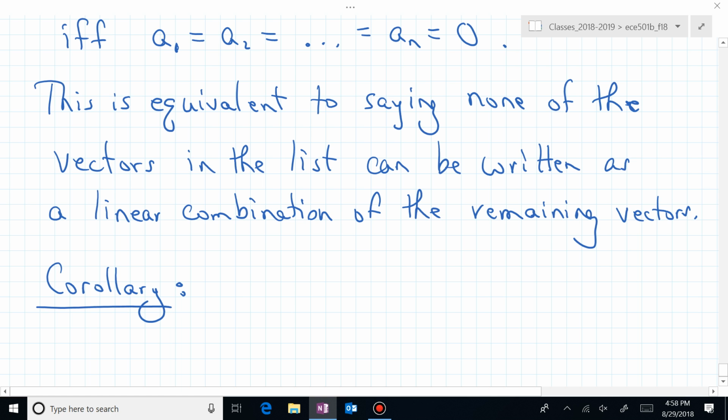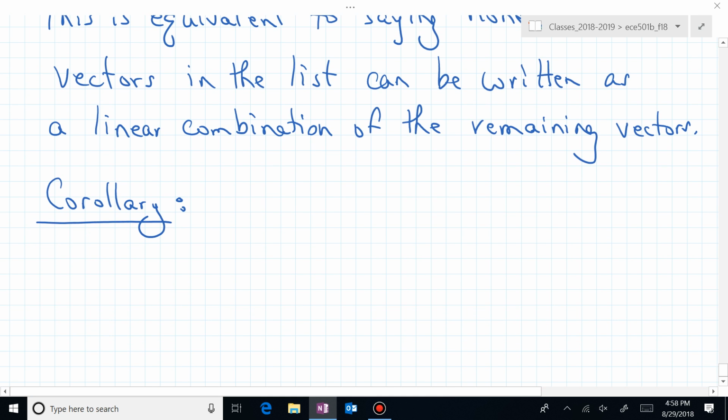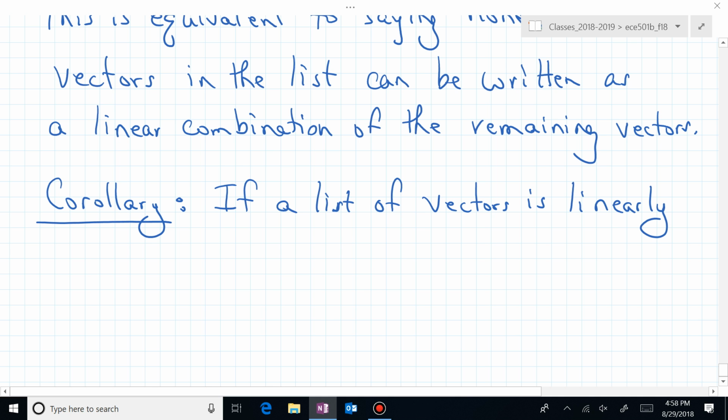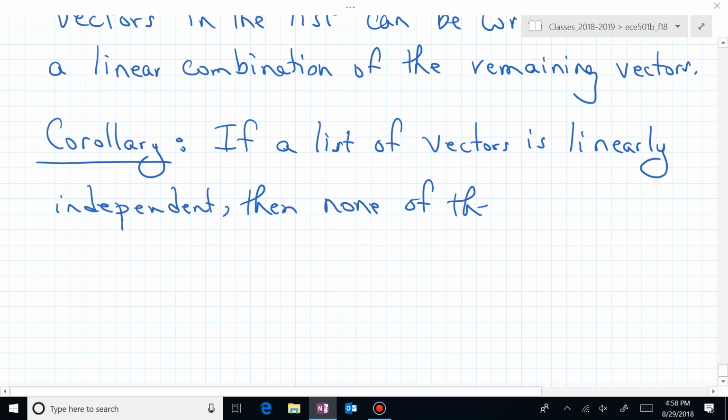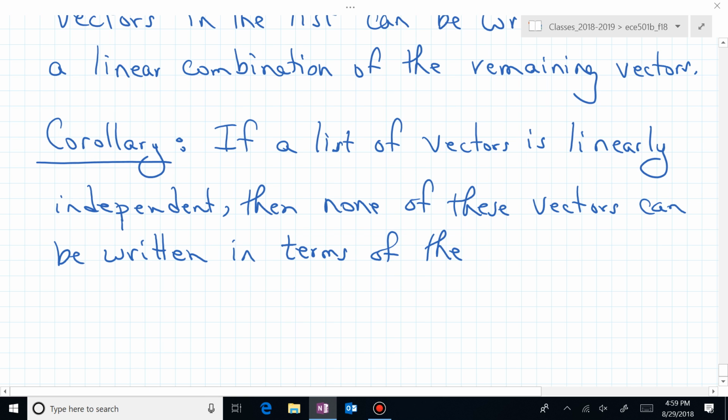A corollary to that statement or proposition that said that the vectors in a list are linearly independent if all the coefficients are 0 in order to get the 0 vector, a corollary is that if a list of vectors is linearly independent, then none of these vectors can be written in terms of the other vectors.